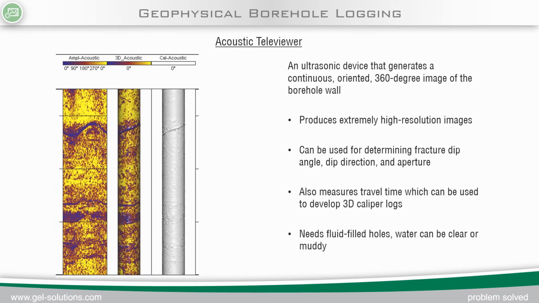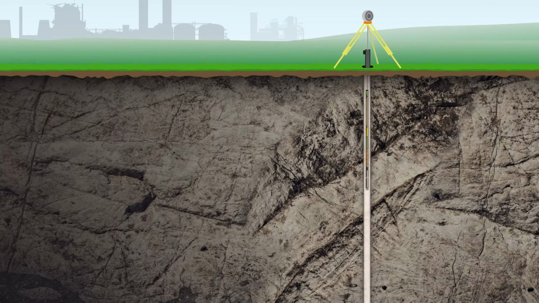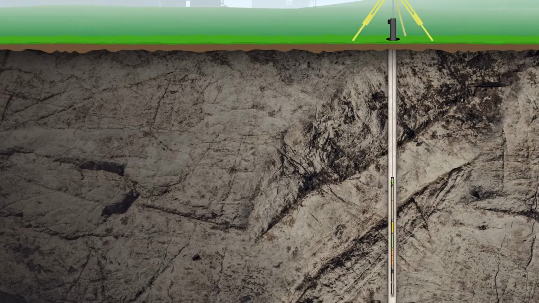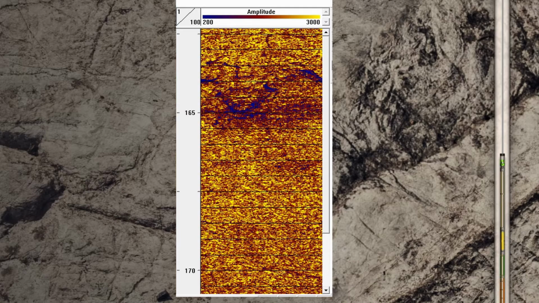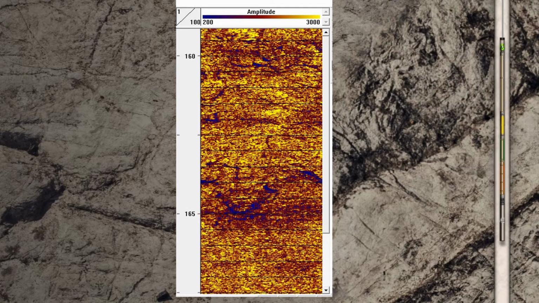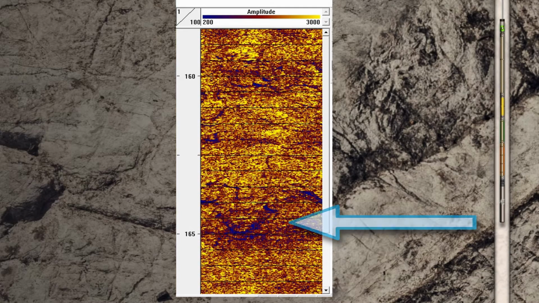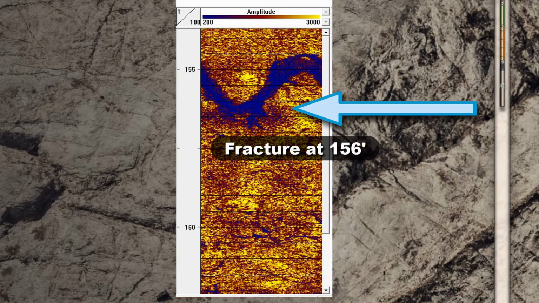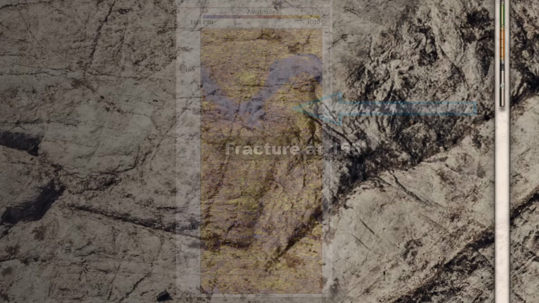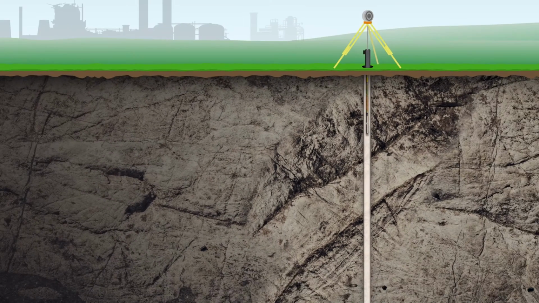Another tool is the acoustic televiewer, which can only be used when fluid is present in a hole. However, the fluid doesn't need to be clear to use the tool. This is an ultrasonic device that creates a continuous and oriented 360-degree image of the borehole wall. Much like the optical televiewer, extremely high-resolution images are created, and they can be used to determine fracture dip angle, dip direction, and aperture. In addition, travel time is measured and can be used to develop a 3D caliper log.